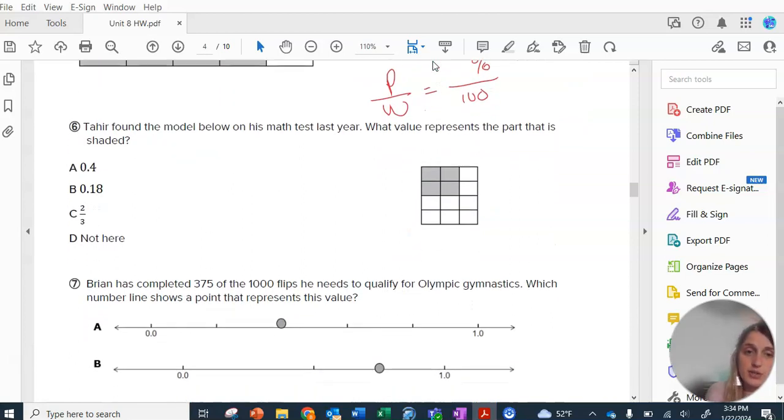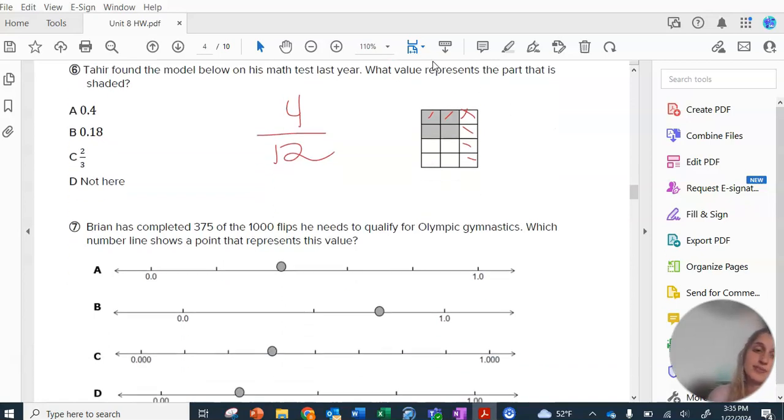Tahir found the model below on his math test last year. What value represents the part that is shaded? So you're looking at 4 out of 1, 2, 3 times 1, 2, 3, 4, 4 out of 12. You are making that either into a simplified fraction, because I see that C isn't a fraction, or into a decimal, because A and B look like decimal options. I don't know which one it is, so you actually probably need to change it to both to make sure that you are checking all your options.